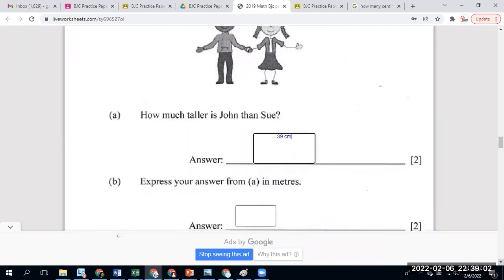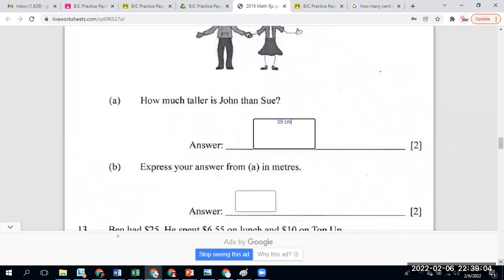And then express your answer from A in meters. So we would need to know how many centimeters in 1 meter. So 100 centimeters is in a meter. So we divide 39 by 100 and our answer is 0.39 meters. Good stuff.